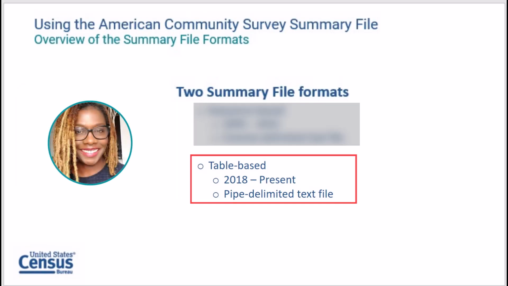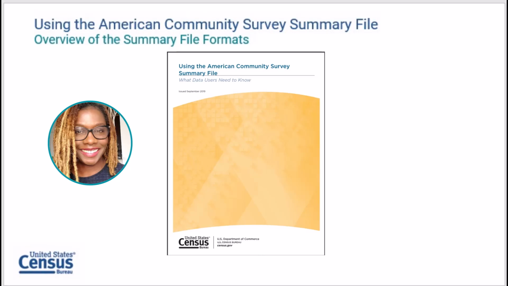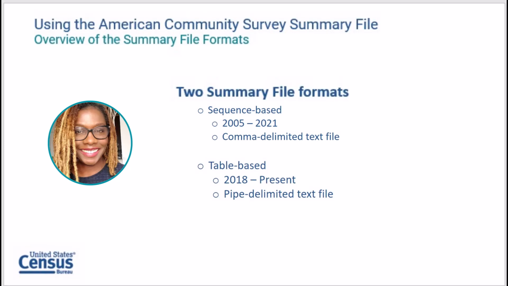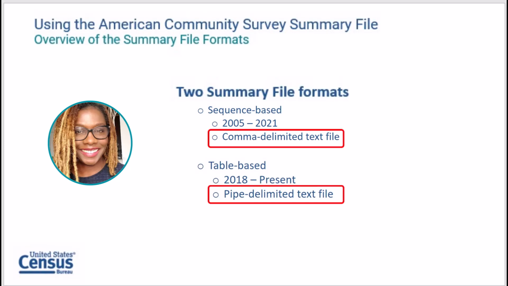The older format is known as the sequence-based format, and it requires several steps for downloading the data. The sequence-based format contains ACS data from 2005 to 2021, and it's not available for the 2022 ACS data release and beyond. Instructions on using the sequence-based summary file can be found in the sequence-based webpage. Both formats are provided in different style text files. Table-based is a pipe delimited text file, and the sequence-based is a comma delimited text file.